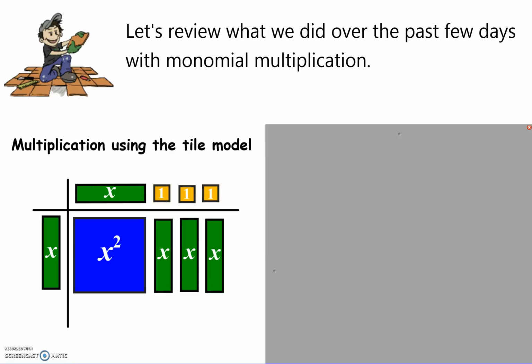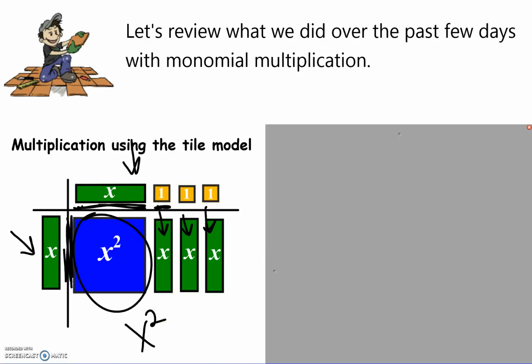So, before we begin doing binomials, let's review what we did over the past few days with monomial multiplication. Here's your one term and here's your binomial, so it's monomial times binomial. Remember, when you're trying to get your answer, you're looking for the tile that has the same width as x squared and the same length as x, and that would be x squared. Same width as 1 unit and same length as x, so that's still going to be x, x, and x. So our answer is x squared plus 3x.